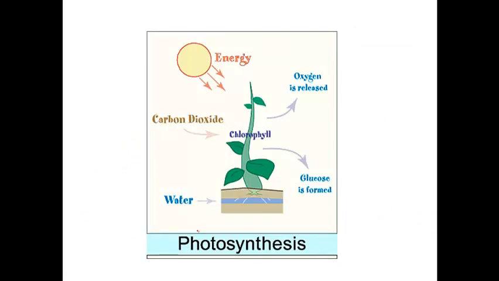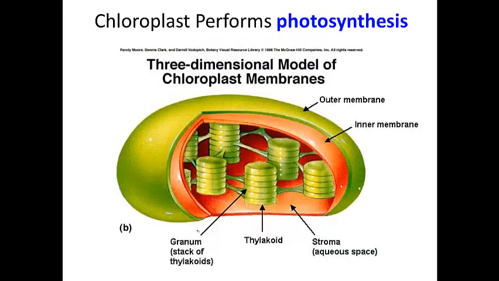This is one thing that you might consider drawing on your unit test to help you remember what is used and what is made in photosynthesis. Photosynthesis happens inside of chloroplasts. We don't have chloroplasts because chloroplasts contain a pigment that makes plants green. That pigment, chlorophyll, is located inside of these things that look like coins. Each coin is called a thylakoid, and a whole stack of coins is called a granum.